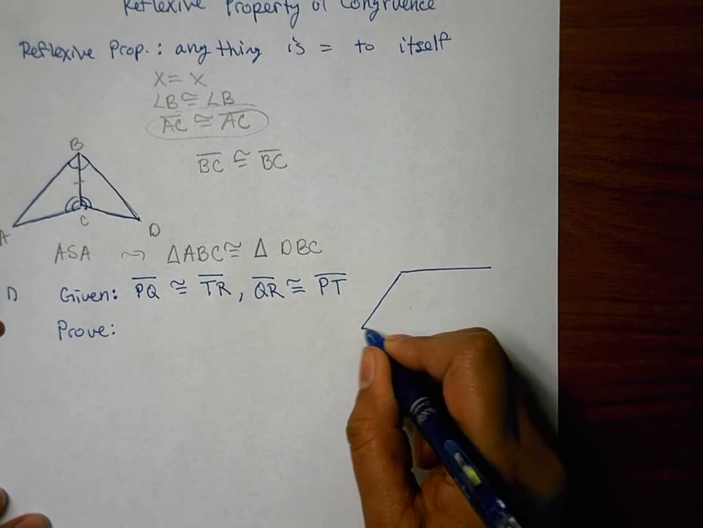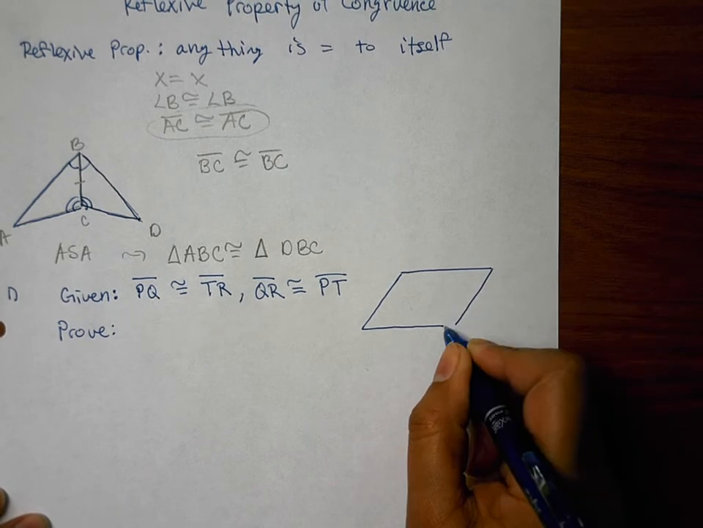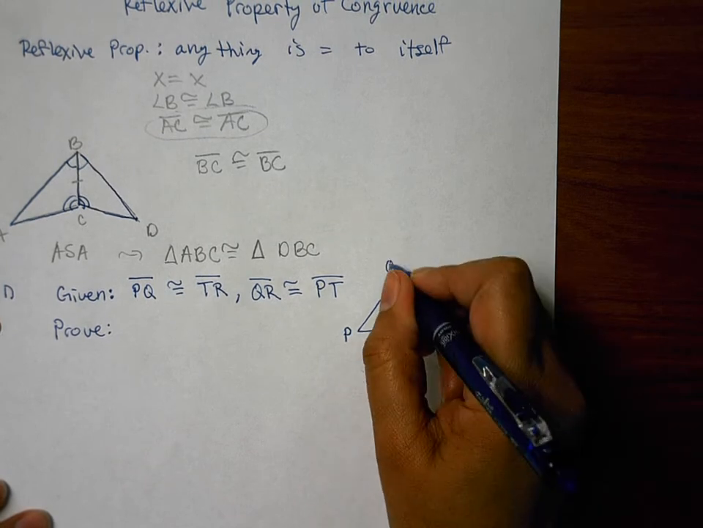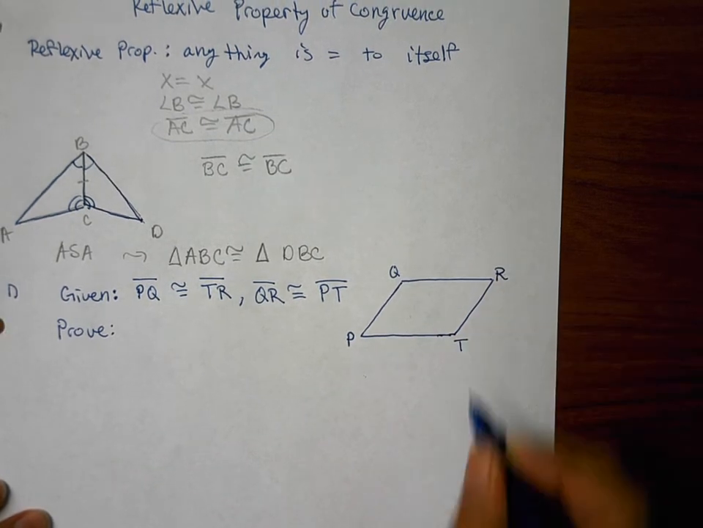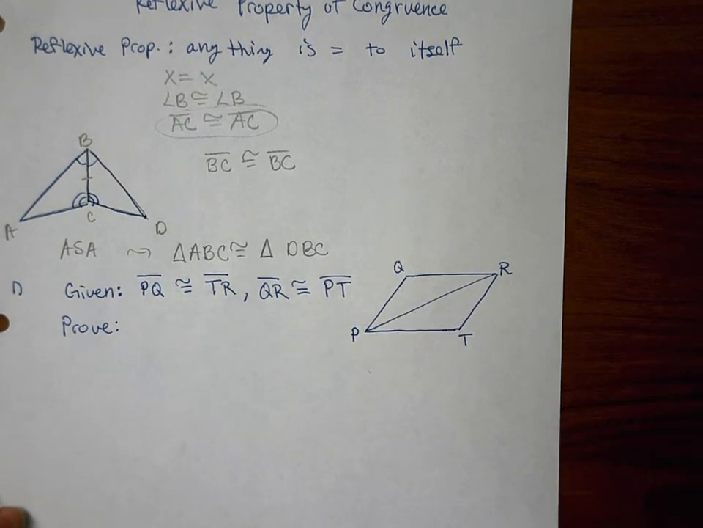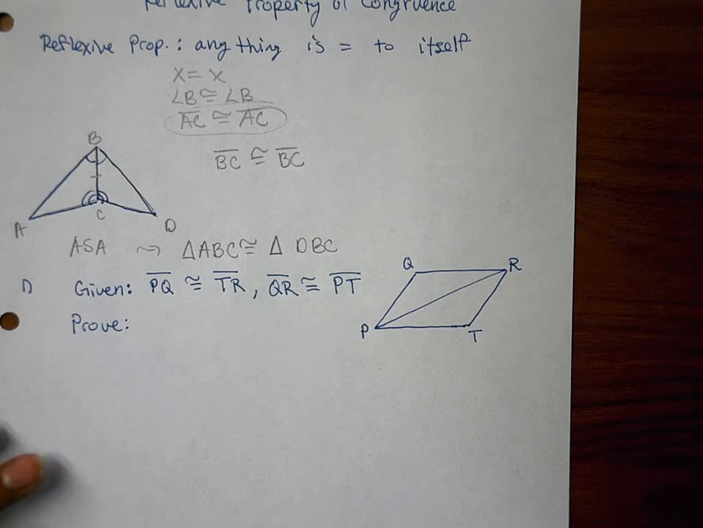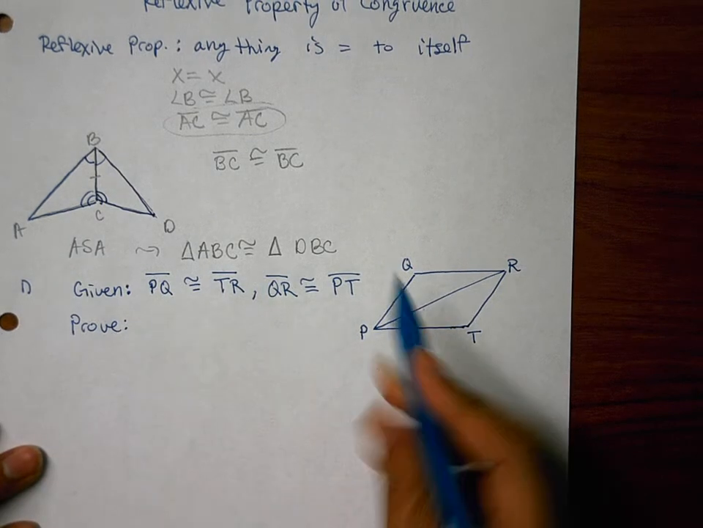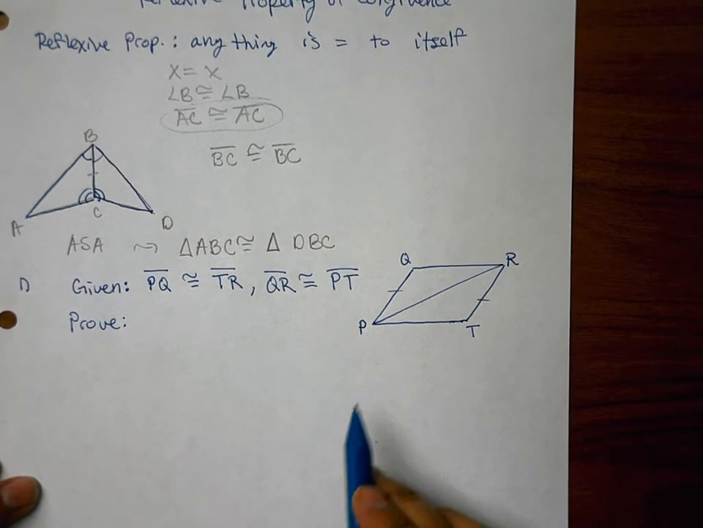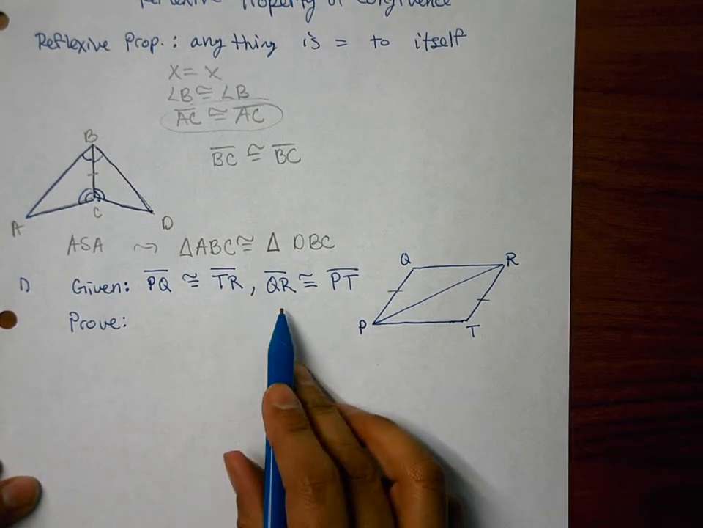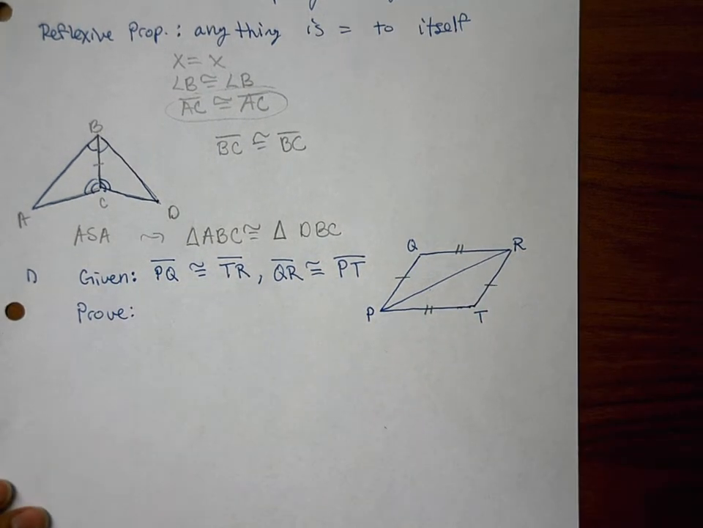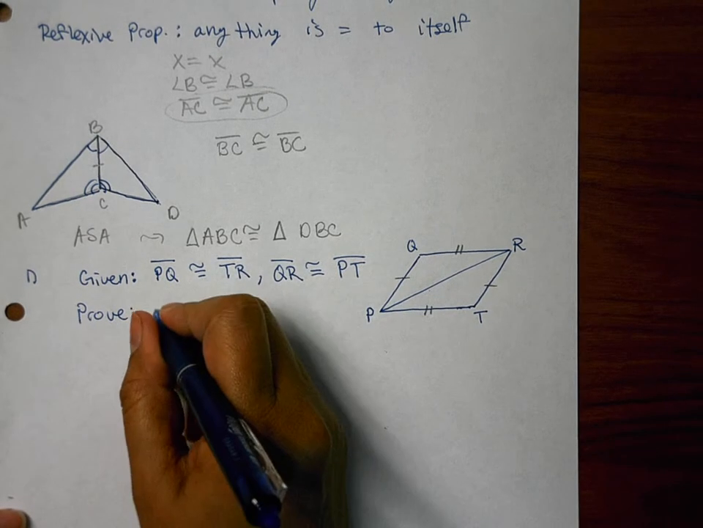Okay, so let's draw like a parallelogram type image. We're going to label this P, Q, R, T. I'm going to have you connect P to R, so make a diagonal across like so. Now let's label the given information. PQ, that's here, is congruent to TR, so those two sides are congruent. QR is congruent to PT, so I put two side markings.